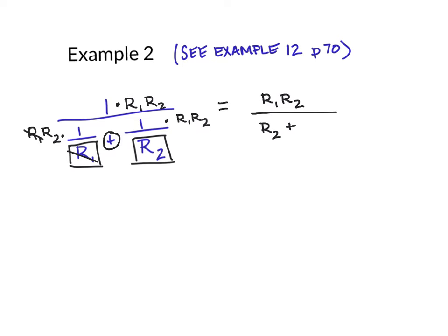Now I'm going to look at the other fraction. I have an R2 on the bottom and an R2 that I'm multiplying by. So again, I can cancel the multiplication and the division, and now I just have R1 times 1, which of course will just give me R1. And so now this is my final answer because I no longer have a fraction within a fraction, and I am done.